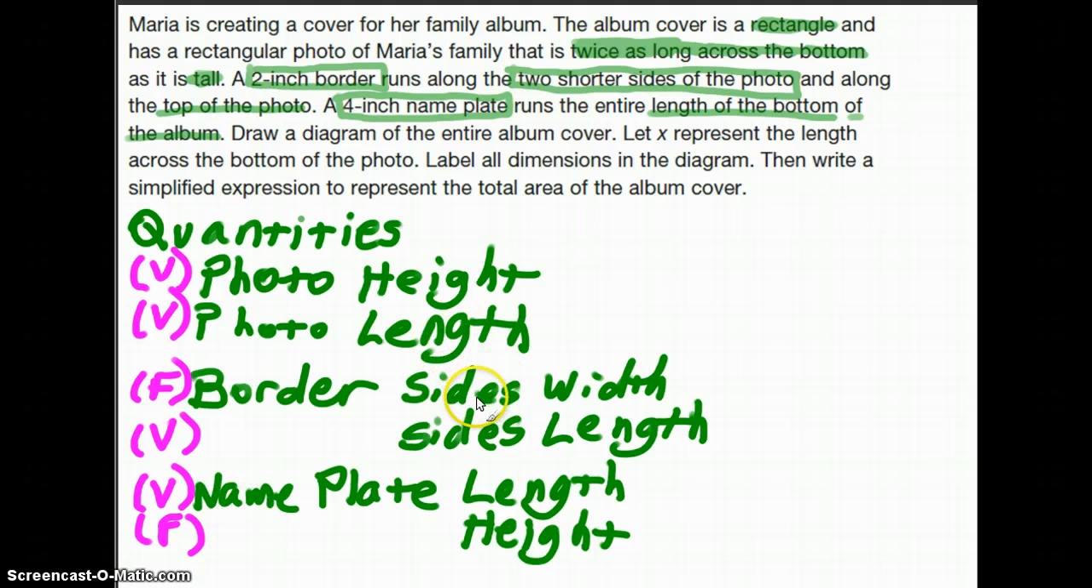Also, looking at our quantities here, I talked about the bordered sides, but if we look back up here in the word problem, I see that I have the two shorter sides of the photo, and I completely forgot the top of the photo. So we're also going to have to remember that when we do a drawing, there are actually going to be 2 additional quantities for the border on the top of the photo. So I'll make a quick note to myself right here that we also need to deal with the border at the top, and it's going to have a width as well and a length.